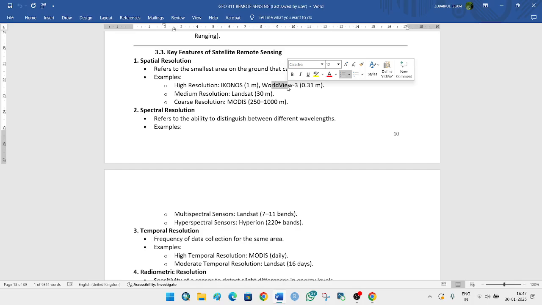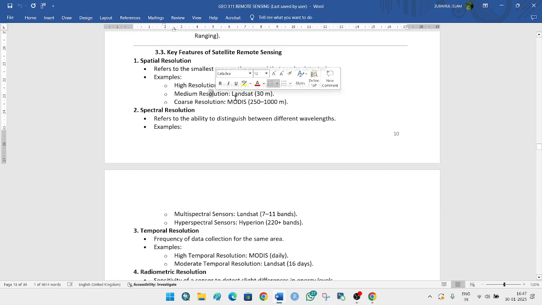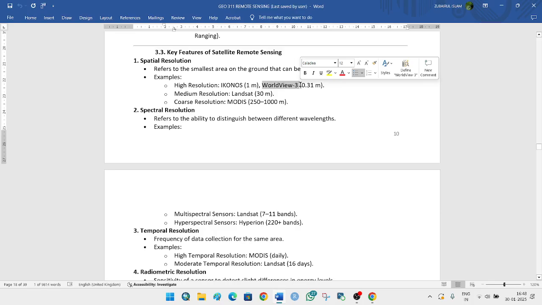But if this is medium resolution like Landsat, you cannot visualize small things like small plants, or you cannot visualize a car because the size of the car is less than 30 meter. But if you are using IKONOS or WorldView data, you can look at the car on the surface of the earth, there it is. Or even if you are using WorldView data, you can look at the poles also.